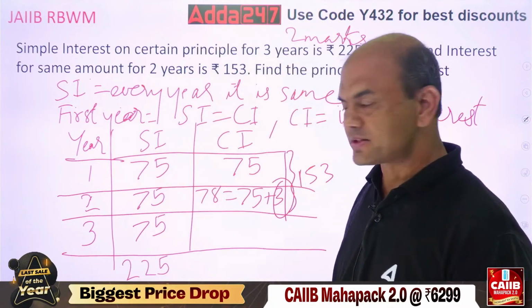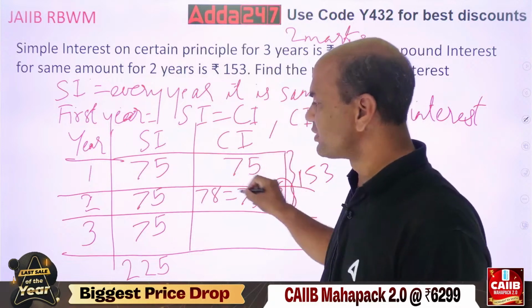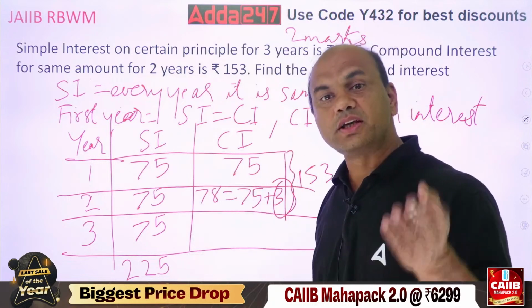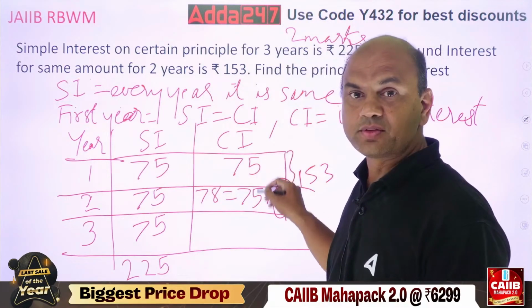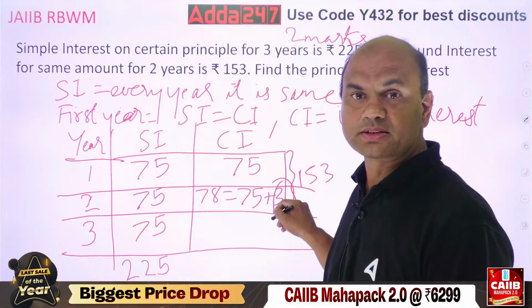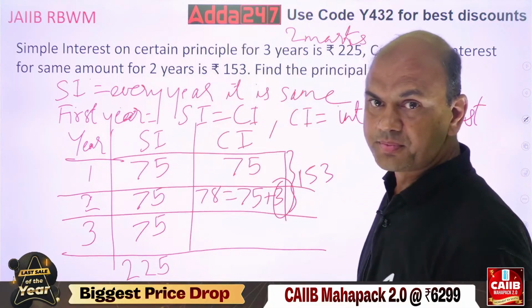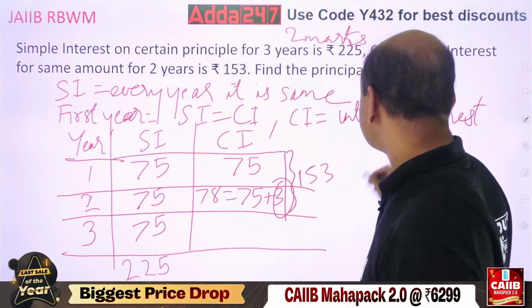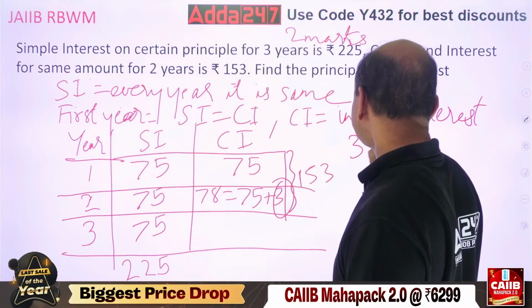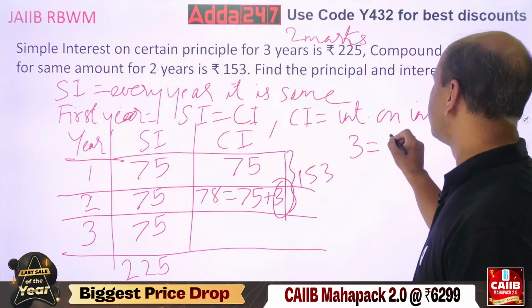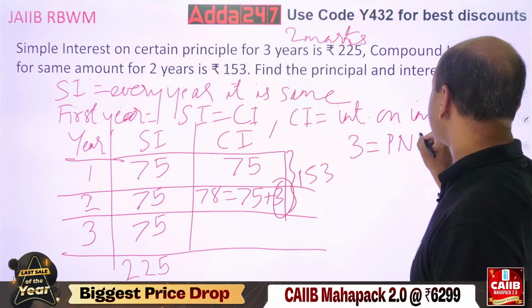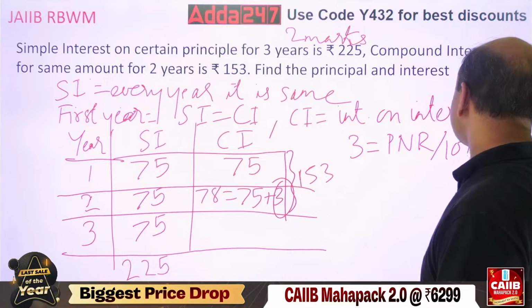This 3 rupees extra because this 75 interest was invested for 1 year. So this 75 invested for 1 year, I got the answer as 3. Interest is 3. So solve this. So 3 equals to PNR upon 100. See, which is the formula you will be using? PNR upon 100.